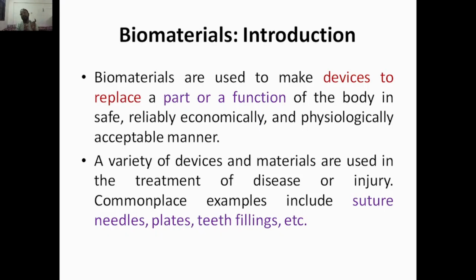So biomaterials are used to make devices, for what purpose? To replace a part or a function. A part in the sense of maybe a leg injury or joint injury, that can be one part, like an implant, or a function of the body. In safe, that means it should be biocompatible; reliable, that means economical, cost effective in nature; and physiologically acceptable, that is biocompatible and biodegradable. All those things make this sentence a general approach to biomaterials. Biomaterials are used to make devices to replace a part or a function of the body in a safe, reliable, economical, physiologically acceptable manner.